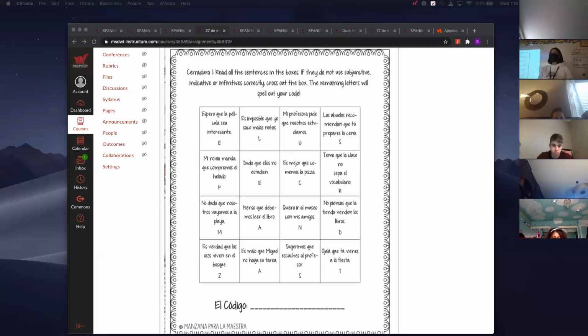Is saco in the subjunctive? Or is that in the yo form? No, that's in the yo form. So is that one going to work? No, because that's in the yo form. It needs to be subjunctive. So cross out the L. So that's what you're going to do.